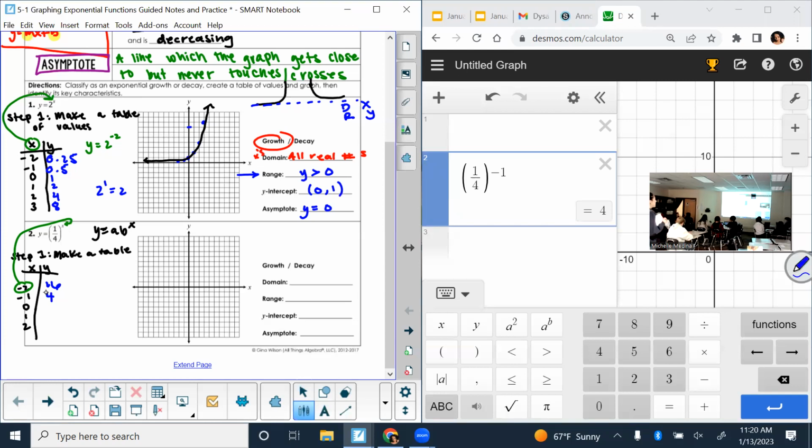Table 3, what is the y when x is 0? 1. Good. You might have not even needed a calculator for that because anything to the 0 power is 1. Table 4, what is the y when x is 1? 0.25. Yes. And then table 5, what's the y when x is 2? Okay, good.